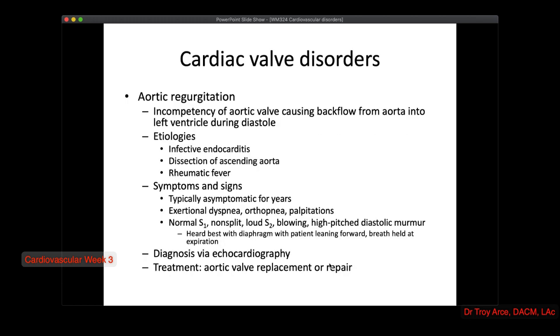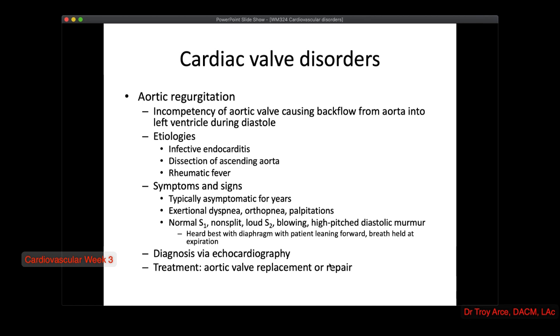Okay, aortic regurgitation is an incompetency of aortic valves causing backflow from the aorta into the left ventricle during diastole. How is it caused? Infective endocarditis, dissection of the ascending aorta, rheumatic fever. Signs and symptoms: typically they're going to be asymptomatic for years. They're going to have exertional dyspnea and orthopnea.